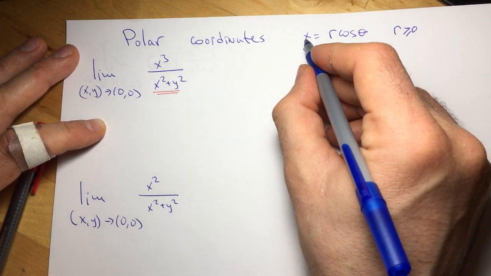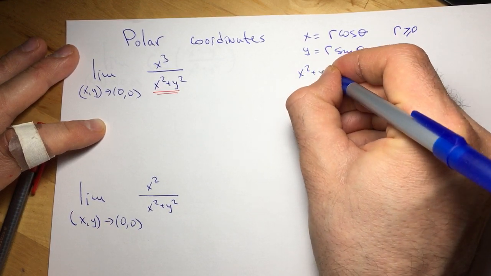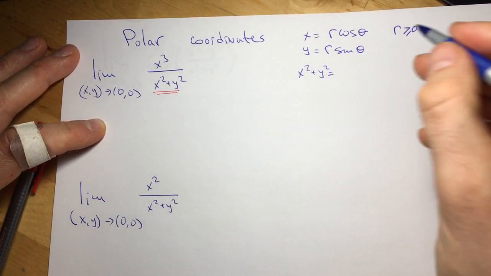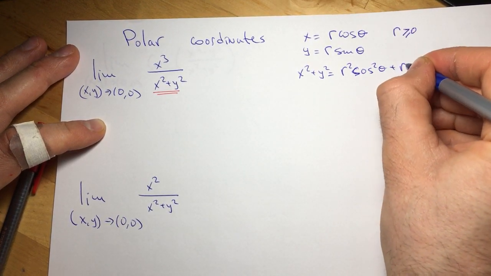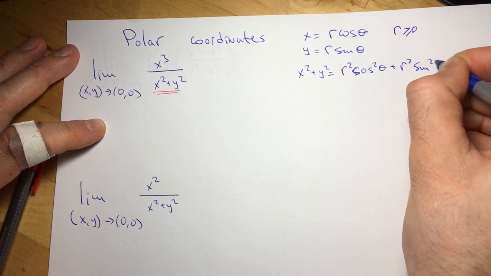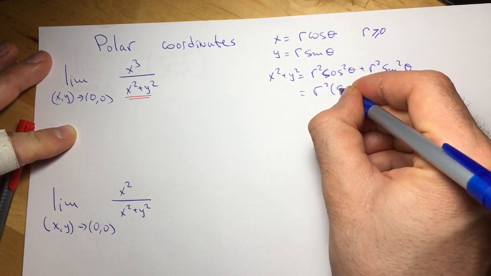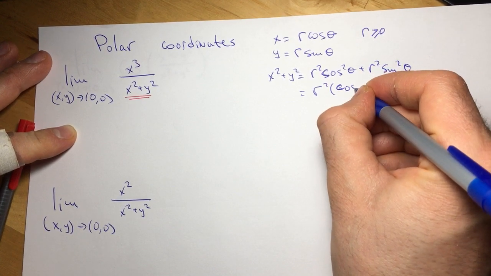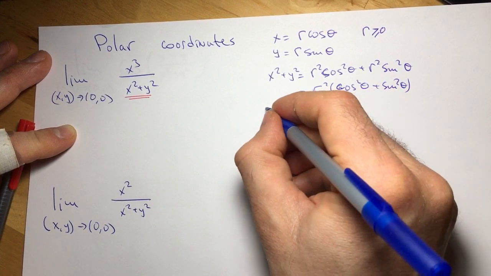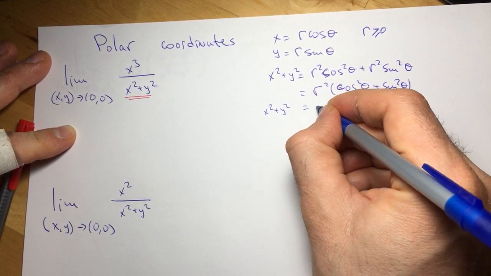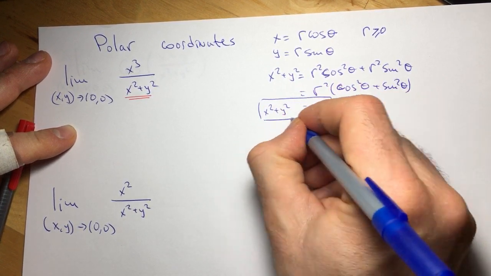So if I take x is equal to r cosine theta and y is equal to r sine theta, then x squared plus y squared is equal to, you should know this, r squared cosine squared theta plus r squared sine squared theta. Factor r squared: cosine squared theta plus sine squared theta is 1. So that means that x squared plus y squared is equal to r squared. Okay?